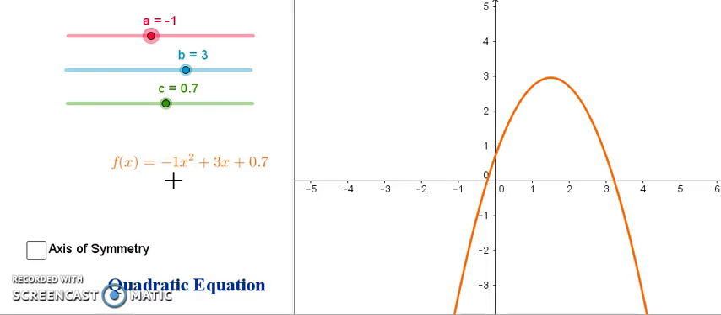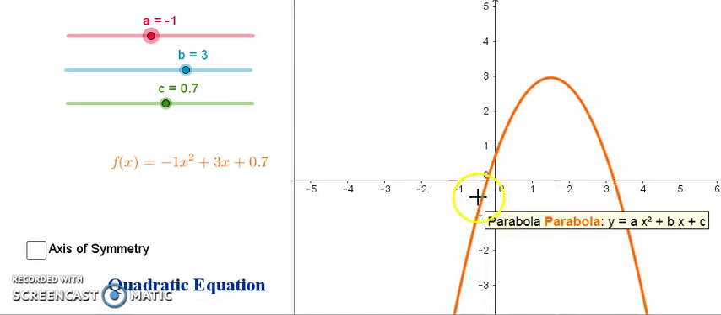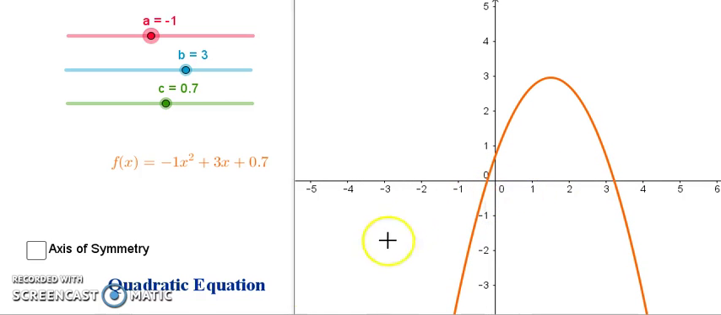Here you see a quadratic equation in standard form: ax squared plus bx plus c. Where the graph of the quadratic equation crosses the x-axis is where the roots are. The roots are the solutions to the quadratic equation.